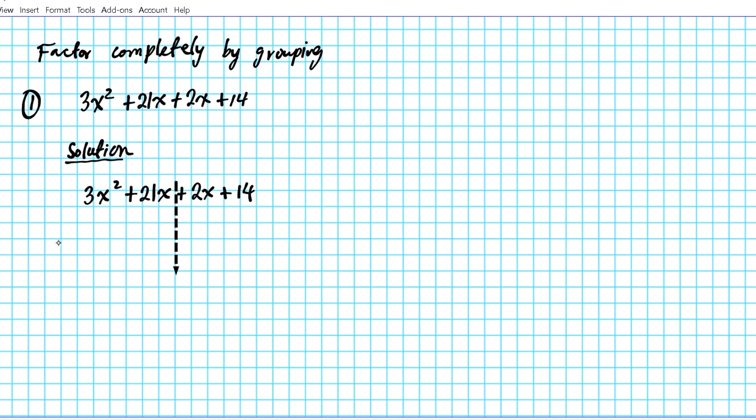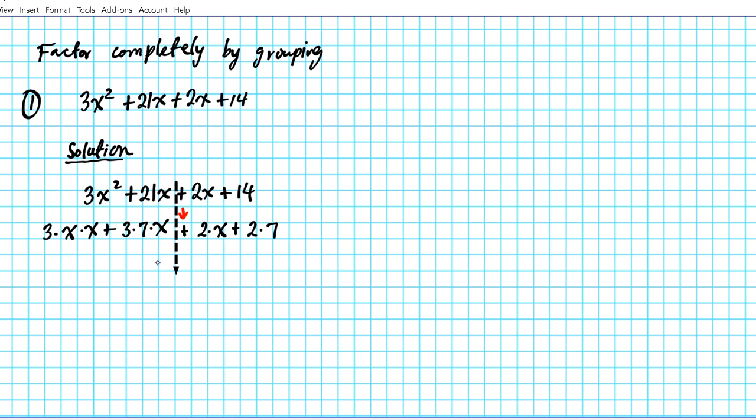If you break down 3x squared, you're going to have 3 times x times x. Okay, plus if you break down 21 into prime factors, it's going to be 3 times 7 times x. Okay, and then you always bring down the middle sign. In this case, we're bringing down the positive sign. And then we're going to break down 2x and 14. So since 2 has a common factor with 14, we just break it down like this, 2 times x. And then if we break down 14, we have 2 times 7.